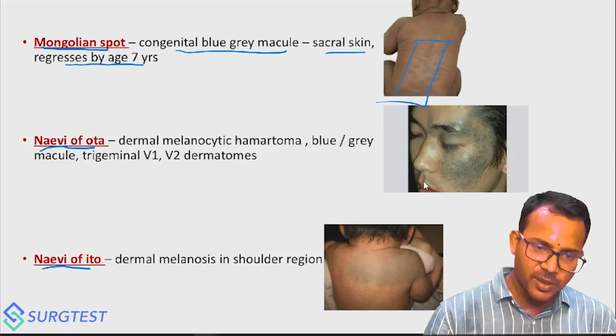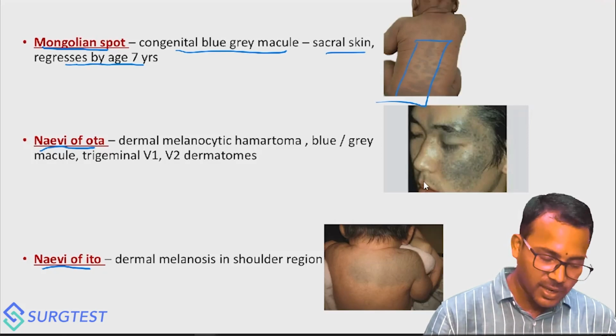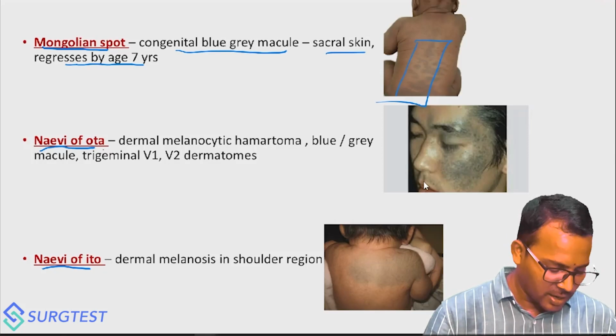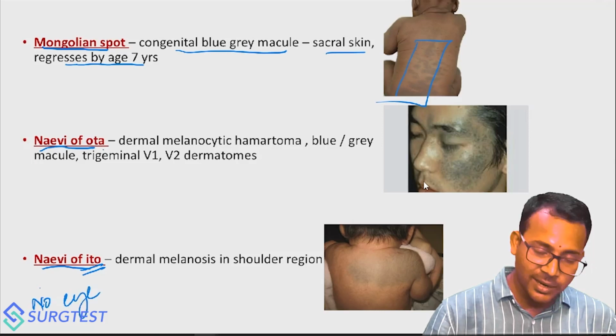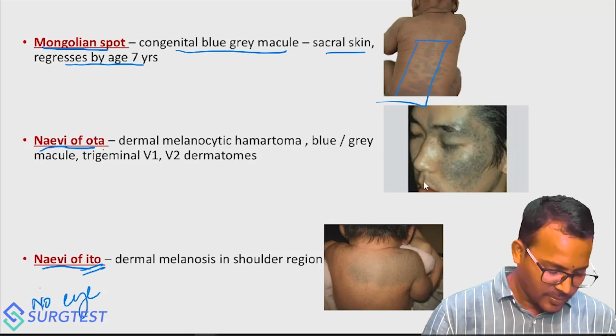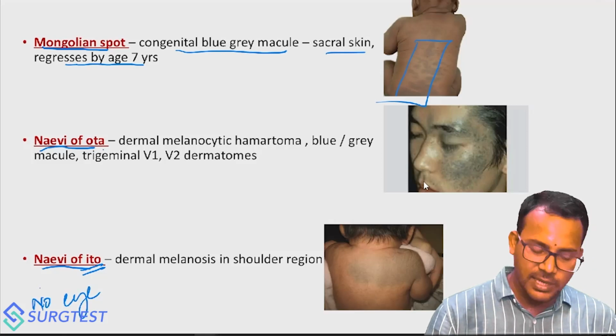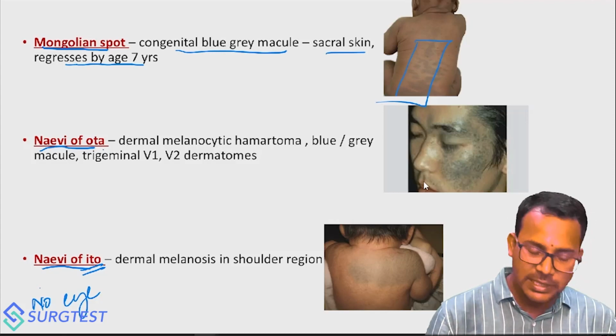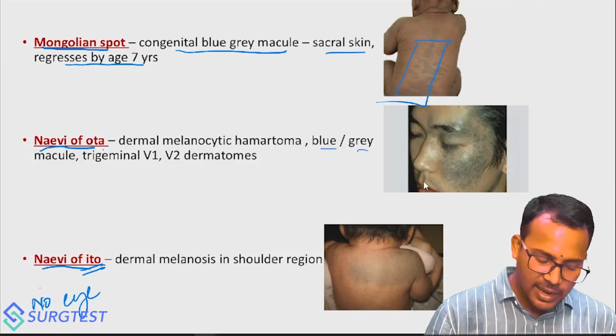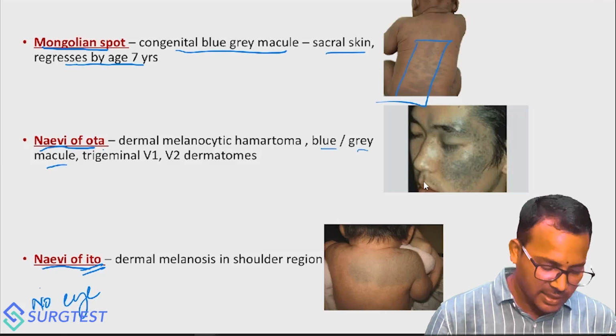Okay. Apart from them, the two other lesions that I want you to remember are nevi of Ota and nevi of Ito. So this you can remember: in Ito, you don't have an O, no O in Ito. Okay, that is to say, nevi of Ota are basically dermal melanocytic hamartomas. Okay, these hamartomas are mainly blue-green in color. They are macules and they are mainly seen in the trigeminal V1 and V2 dermatomes.